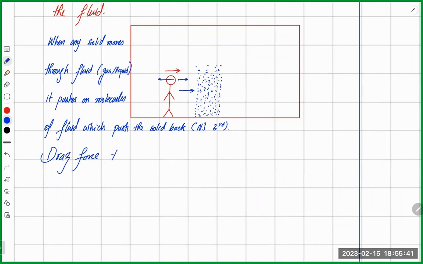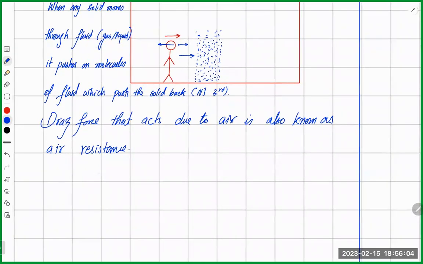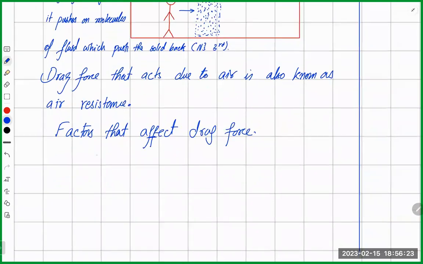Drag force that acts due to air is also known as air resistance. Factors that affect drag force. Number one, front area of moving object.